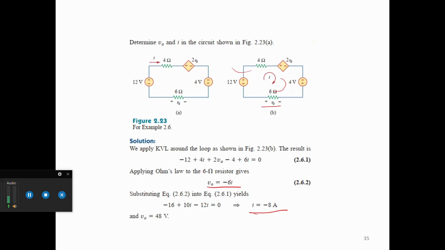And then hence we can just put this minus 8 volt into this equation. V naught is equal to minus 6 multiplied by minus 8, and this gives us 48 volts. So the thing you have to remember is that when you are writing the KVL equation, even if a polarity is written next to a resistance, you should ignore it, get the equation straight, and find the variables.